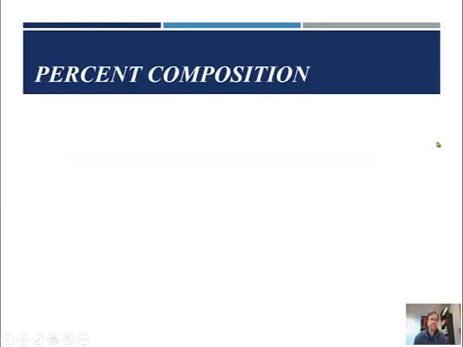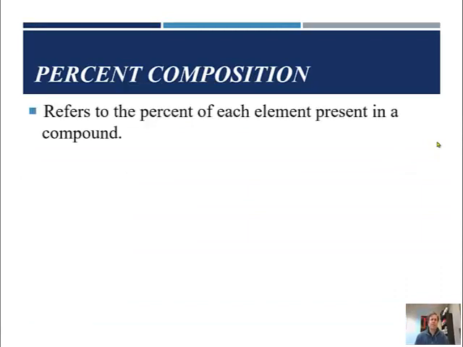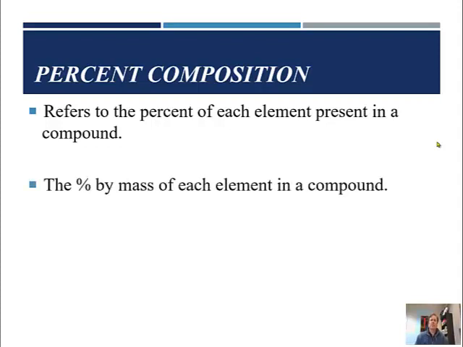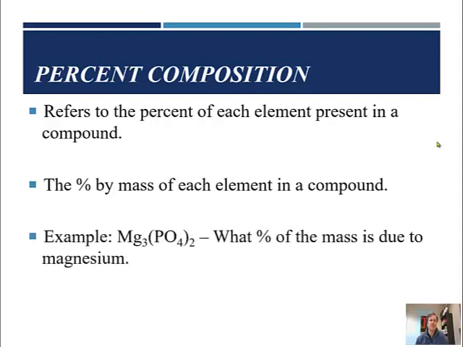All right, here we go. So when we talk about percent composition, we can define it as the percentage of each element present in a compound. So if we're looking at sodium chloride, what percent of that compound is sodium? What percent of that compound is chlorine? Okay. When we say percent, we're talking about percent by mass. Okay. 50% of it is sodium, 50% is chlorine. Now that's not what it is, but that's the kind of thing that we are talking about in this podcast today.